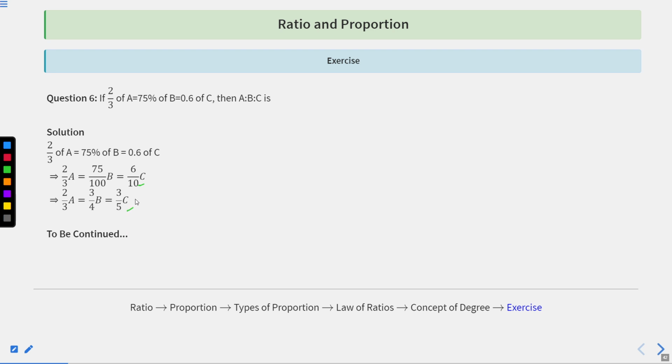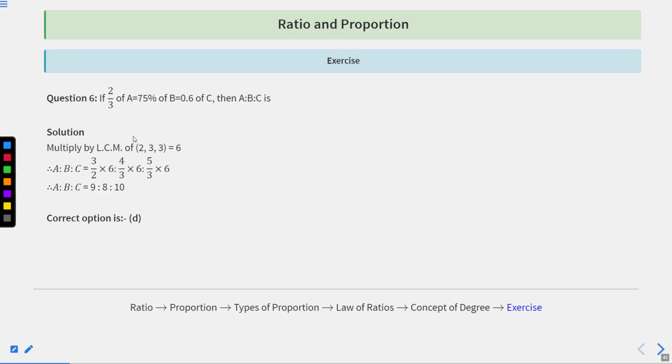3 upon 5 C. So if you take the LCM, it will be 6. So multiply each term with 6, you will have 9 is to 10 is to 9 is to 8 is to 10. So the option correct here is option D.